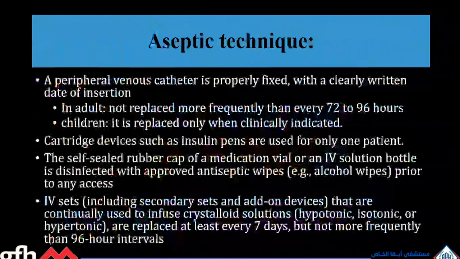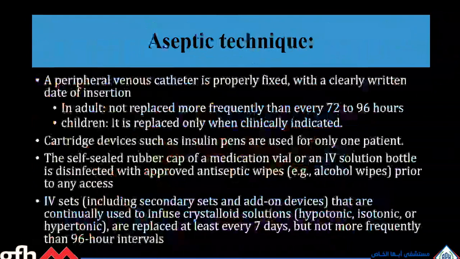When we replace it in adults, it should be replaced every 72 to 96 hours. In children, it should be replaced only when clinically indicated. What about the insulin pen? He will ask you about the multi-dose vial for a specific patient. It should be indicated and dedicated for one patient. And he will review your file: is this patient still here or discharged?